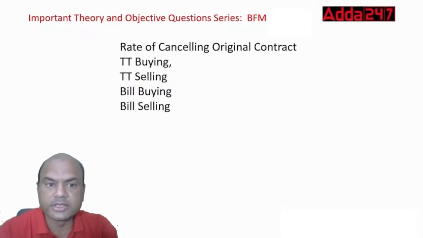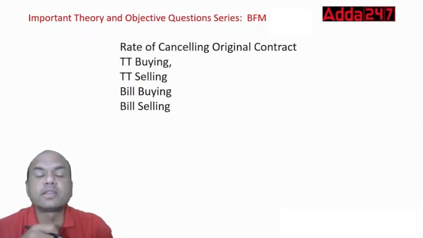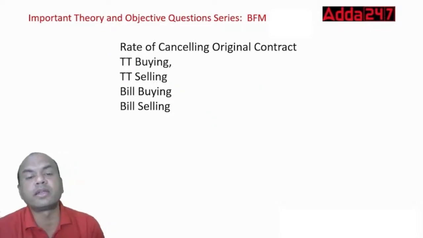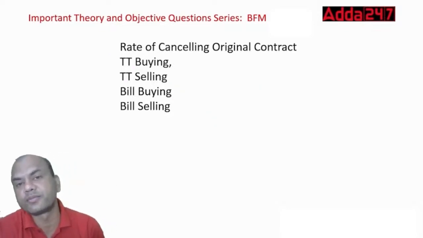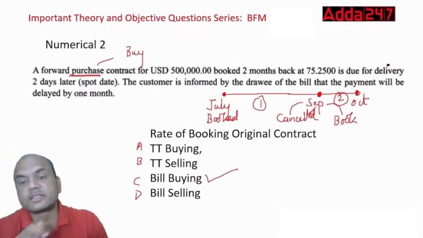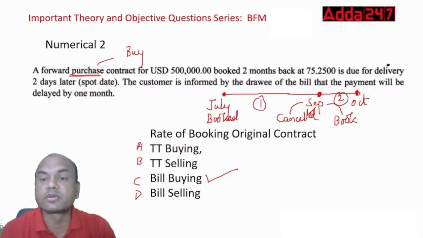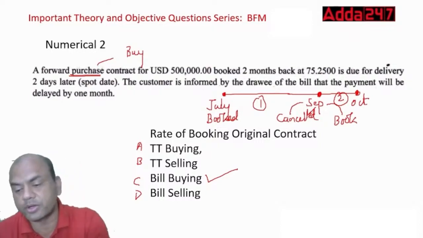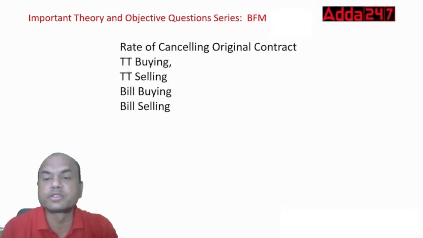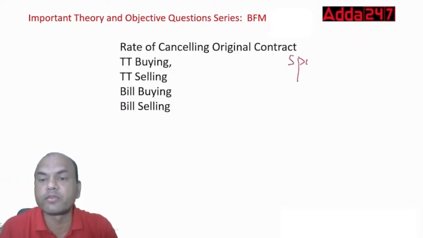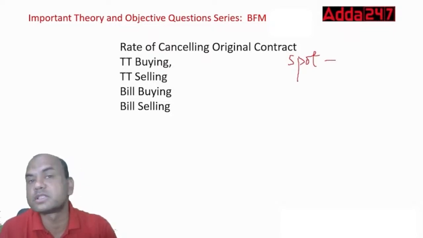Okay. Second question. Rate of cancelling the original contract is what? TT buying, TT selling, bill buying, bill selling. So cancelling, this cancellation means this. Cancelling transaction number 1, this one. This is to be cancelled when? It is due when? Tomorrow. Tomorrow means spot. Always remember, this is spot. So here I'll have to first use spot. Spot means what? Whenever we are doing a spot transaction, which rate is to be used?